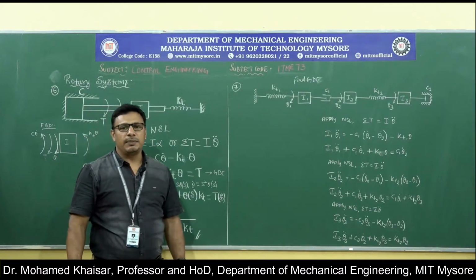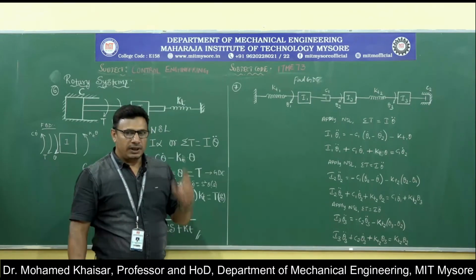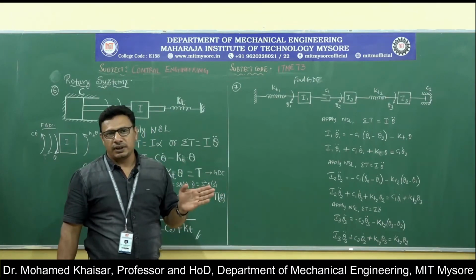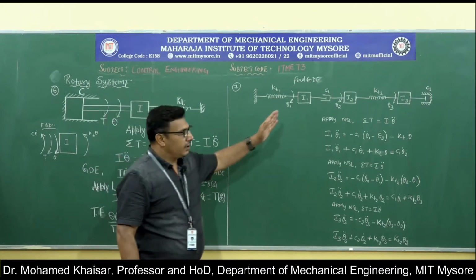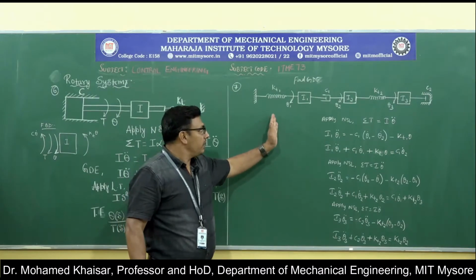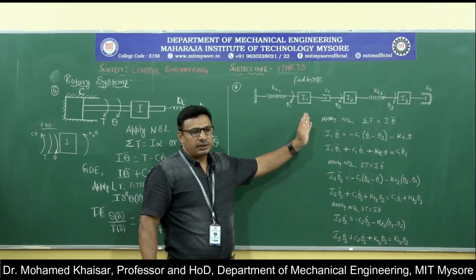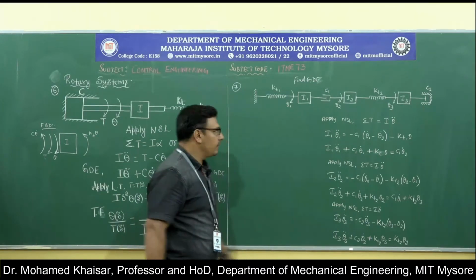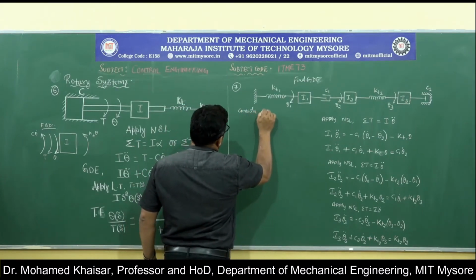Just like in the multiple spring mass damper systems, we considered one mass at a time. For each mass, we wrote the functional block diagram, then applied Newton's second law, and arrived at the governing differential equation. In a similar fashion, even for this problem, we have to consider one inertia at a time, write the functional block diagram, and arrive at the governing differential equation. To begin with, let us consider I1.